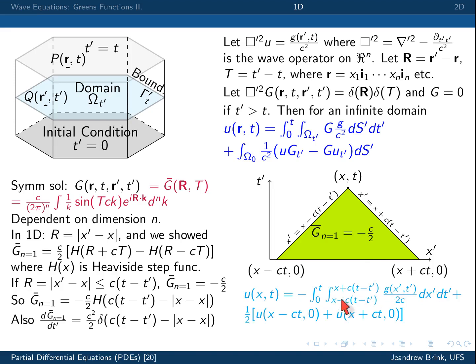Let's now look at the term where we're integrating over omega 0, 1 over c squared u of g t prime.